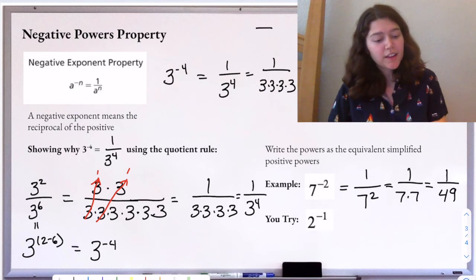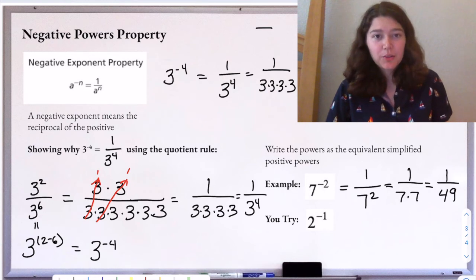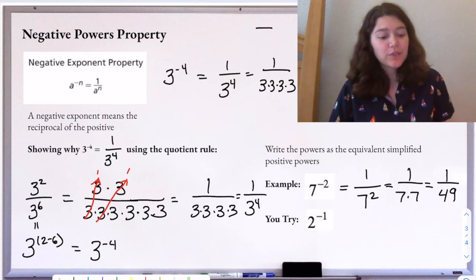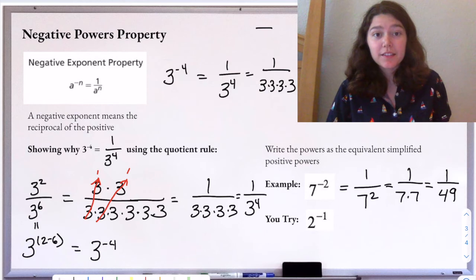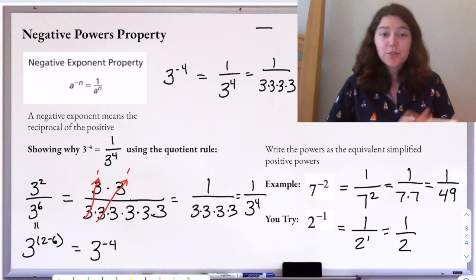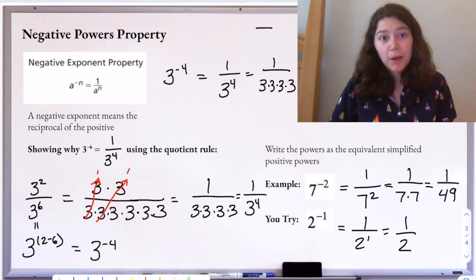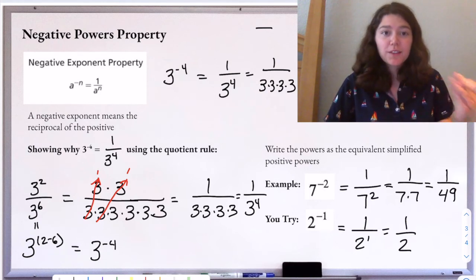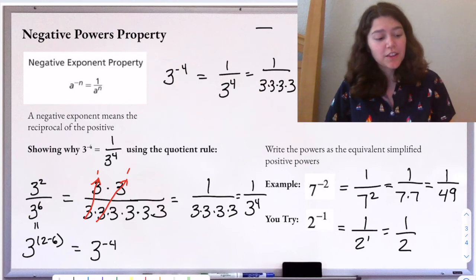So you try that. Get 2 to the negative 1st power into an equivalent power with a positive exponent. Great. And so 2 to the negative 1st power is equal to 1 divided by 2 to the positive 1st power. 2 to the 1st power is just 2, so this is equivalent to 1/2.